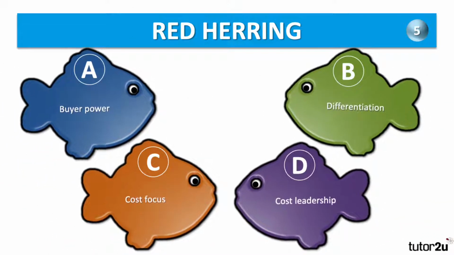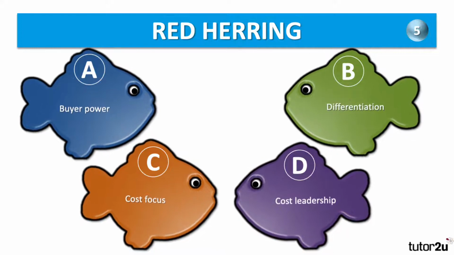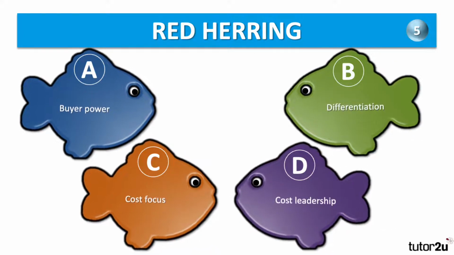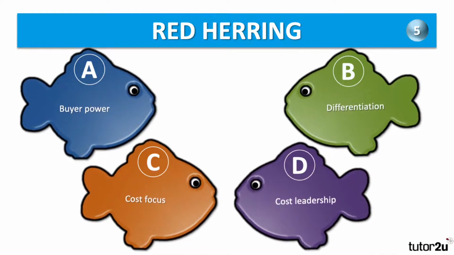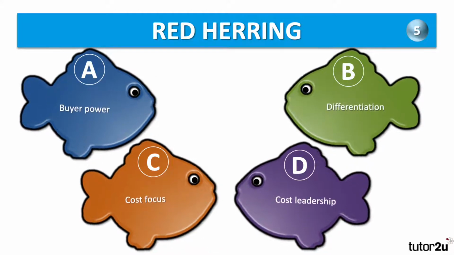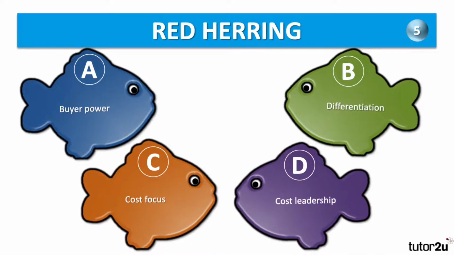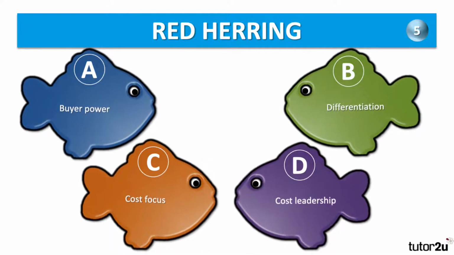So which one of these is the red herring and maybe why? So we've got buyer power, we've got differentiation, we've got cost focus, and we've got cost leadership. So which one of these is the red herring and why?